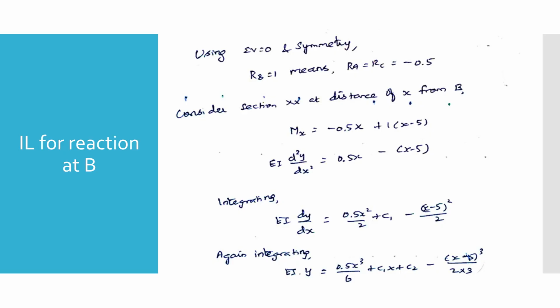Using Macaulay's method, the internal bending moment expression at a section x equals minus 0.5x plus 1 times the quantity x minus 5. Integrating our governing differential equation once provides the structural slope relationship along with integration constant C1. A second integration yields the overarching deflection curve formula, introducing a second integration constant, C2.